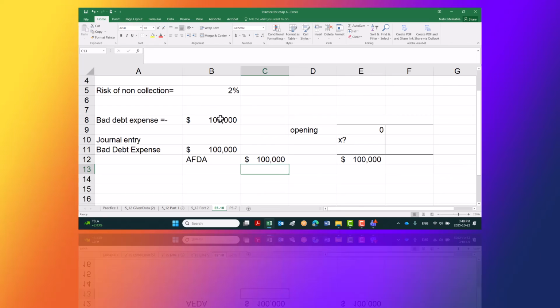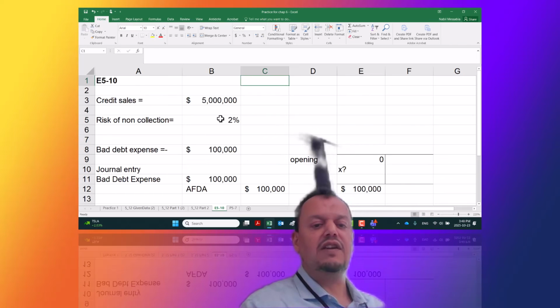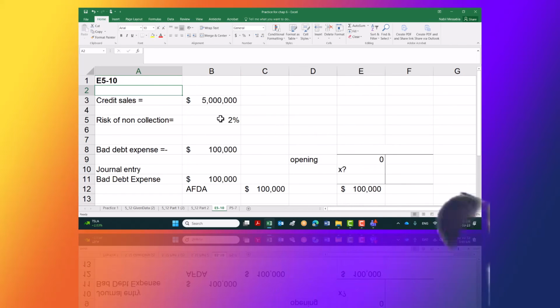Credit sale is an income statement item. Two different approaches. Here, the credit sales is an income statement item. The sales revenue, right? The 5 million comes from the income statement. Then you apply the percentage of credit sales, and this is how you proceed. Bad debt expense is simply the percentage multiplied by the credit sales.